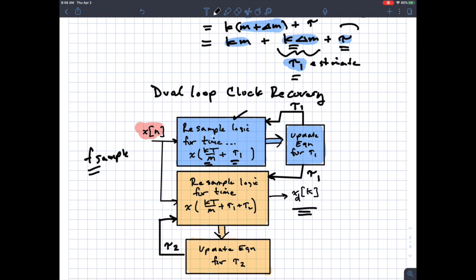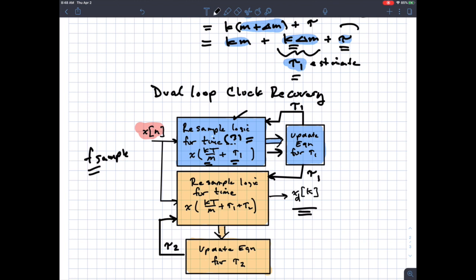Well, we don't know what the optimal downsampling time is, so we're trying to make an adjustment for that. So the resample logic includes the interpolated value at kT over M plus tau 1, but it also uses the plus delta and minus delta options to estimate the derivative. I'm hiding all that inside the blue box, but it takes 3 interpolation values in this step, and these get fed into the update equation for tau 1.